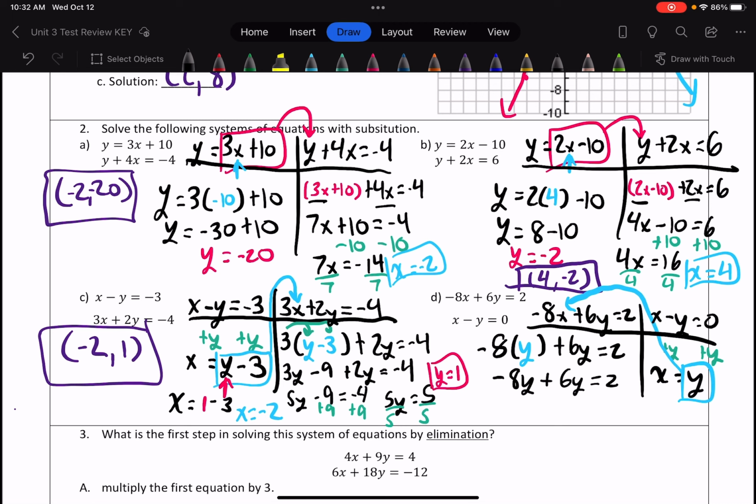If I combine like terms, that's negative 2y is equal to 2. Then I divide by negative 2. So y is equal to negative 1. If I substitute that value in for y in the right-hand equation, I've got x is just equal to negative 1. So therefore my solution for this system is going to be negative 1 comma negative 1.